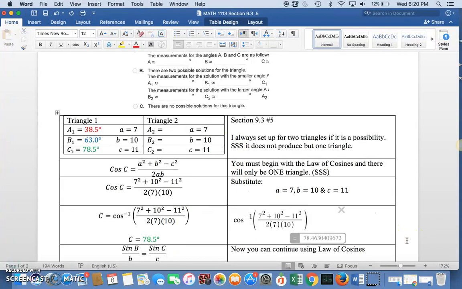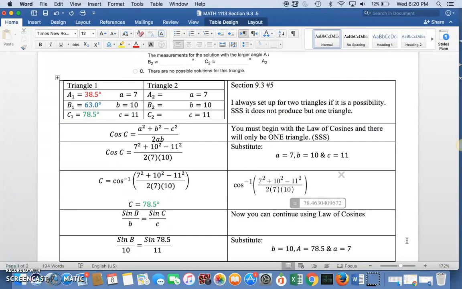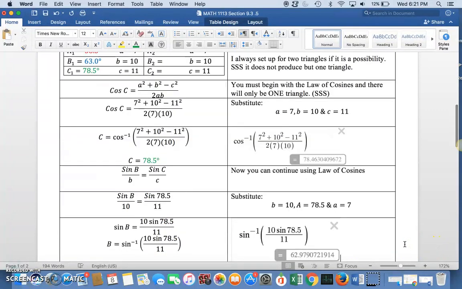All right. Then you found angle C. Now, we need to go find one of the other two angles. I'm finding B, and then we'll do A last. Sine of B is to B as sine of C is to C. You can use law of sines, or you could back up and go back with the law of cosines also. But using law of sines, sine B is to 10 as sine of the 78.5 that we just found is to 11. You've substituted in here.